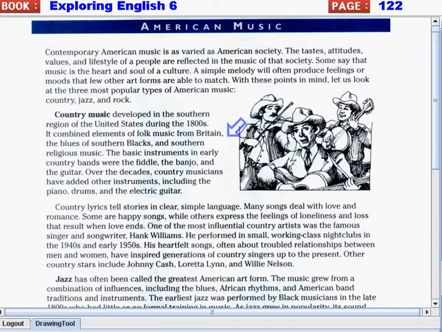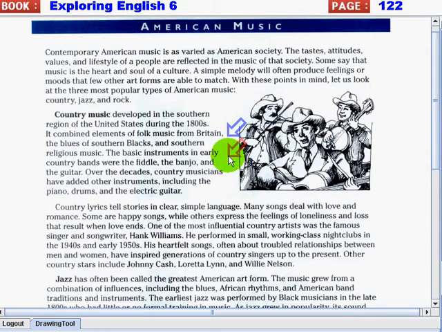Let's start. American music. Contemporary American music is as varied as American society. The tastes, attitudes, values, and lifestyle of a people are reflected in the music of that society. Some say that music is the heart and soul of a culture. A simple melody will often produce feelings or moods that few other art forms are able to match. With these points in mind, let us look at the 3 most popular types of American music: country, jazz, and rock.